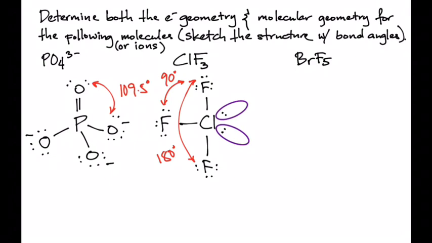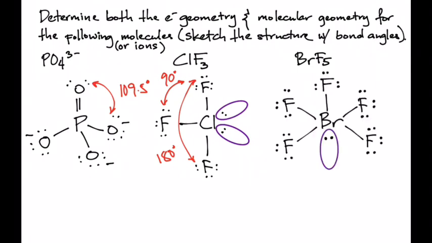And the last one here is bromine pentafluoride. So when you draw the Lewis dot structure, it looks something like this, where bromine is your central atom, and bromine has a total of 6 electron groups, 1, 2, 3, 4, 5, 6. And so this is an octahedral molecule. So the electron geometry is octahedral, and because you have 1 lone pair of electrons, the molecular geometry is going to be square pyramidal, okay? Because it looks like a pyramid with a square base.